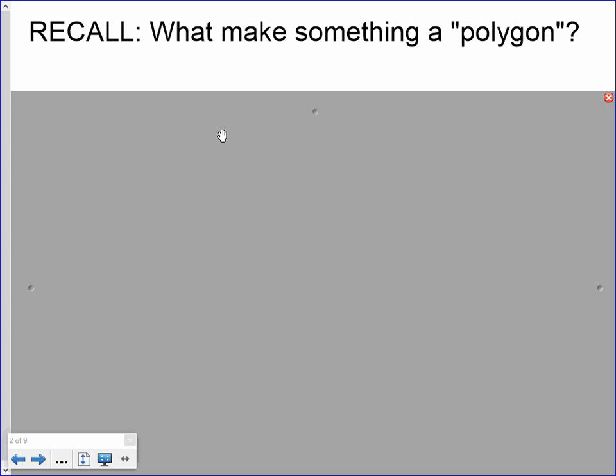Now, real quick, what makes something a polygon? Let's review that real fast. Rather than thinking about what makes something a polygon, let's think about what makes something not a polygon. What would be something that, if it was there, would make something not a polygon? Luke? Like the shape's not closed. Okay. So polygons can have no gaps or openings.